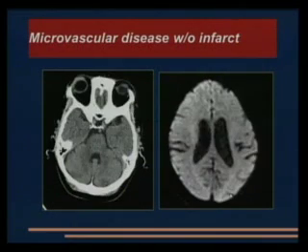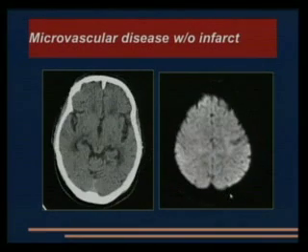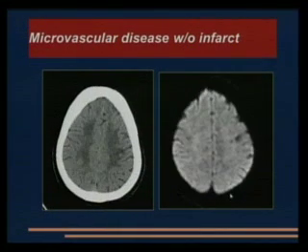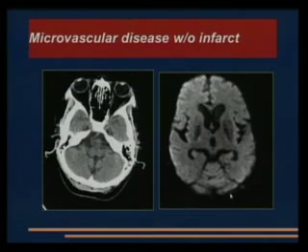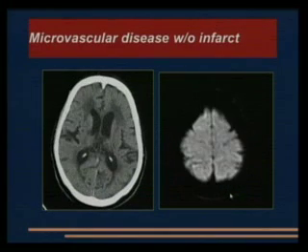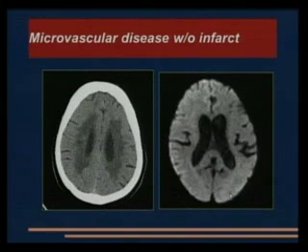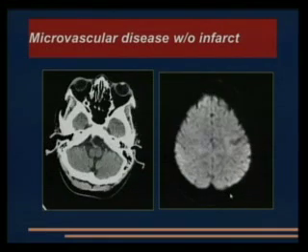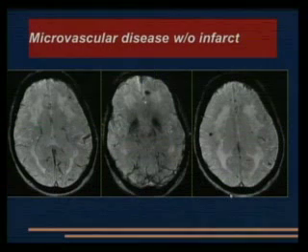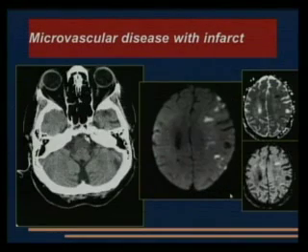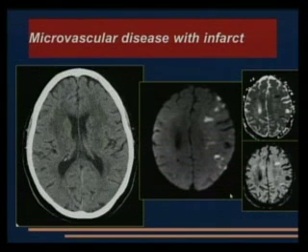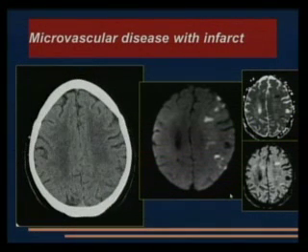Okay, we have this case. You see, this is difficult to do the ASPECT score because you have all these hypodensity areas. How you calculate this, you know? And the DWI in this patient is normal. This patient, almost the same image with infarct.